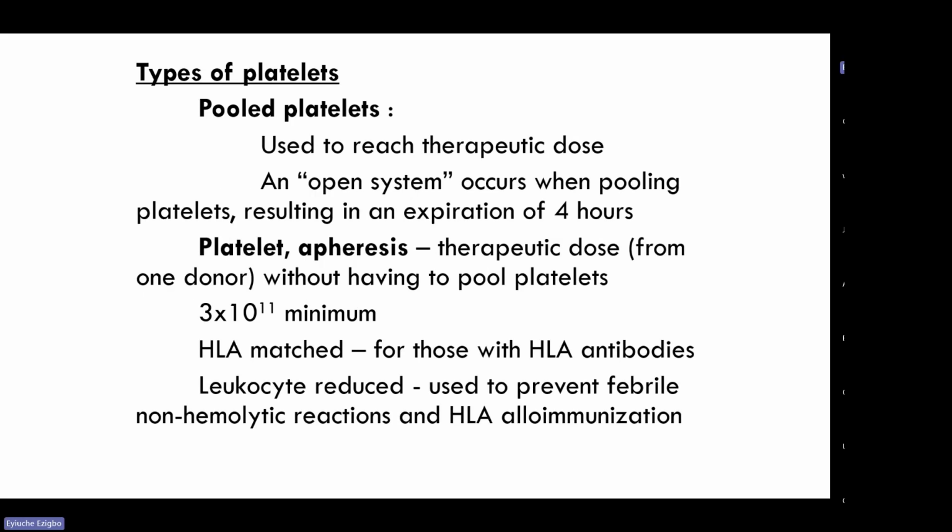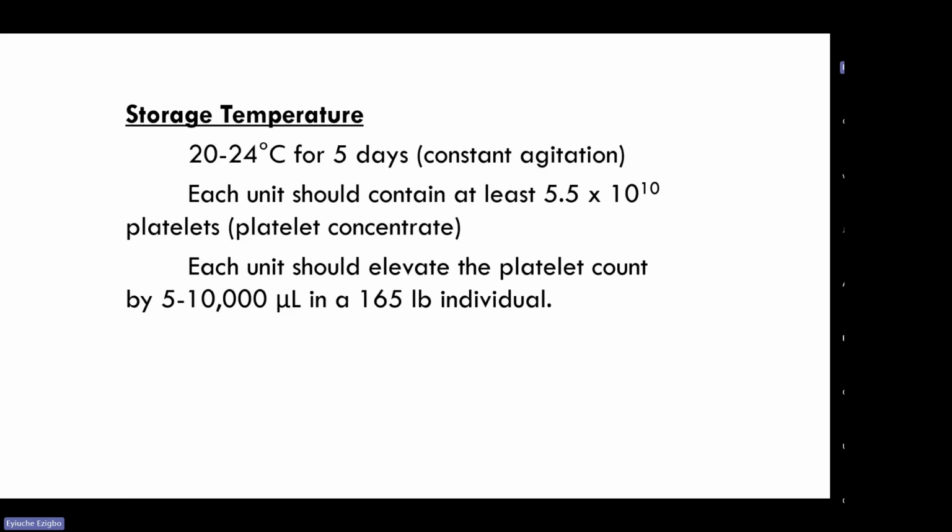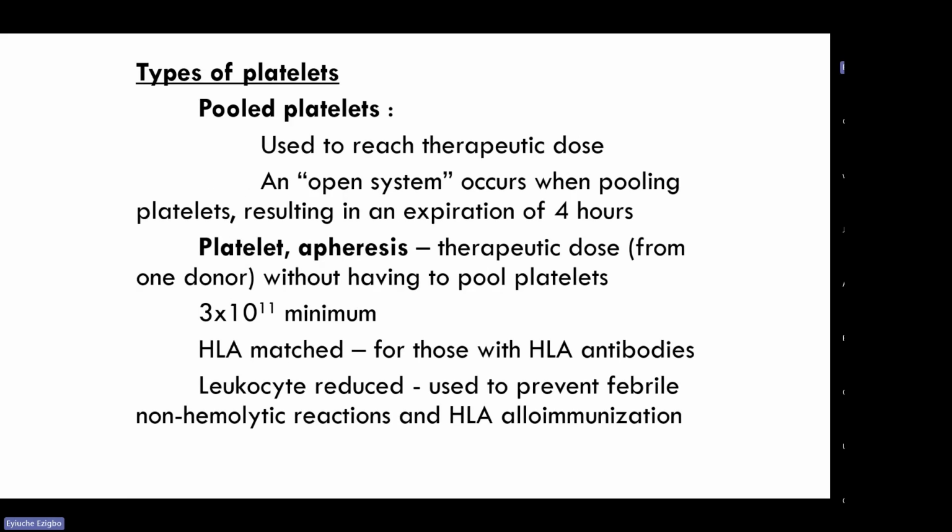So, types of platelets: we have pooled platelets used to reach a therapeutic dose. An open system occurs when pooling platelets from different persons. So you can't store platelets at room temperature for more than 5 days. Note that. It's okay, we can get pooled platelets. We can also get platelets through apheresis, a therapeutic dose from one donor without having to pool platelets.